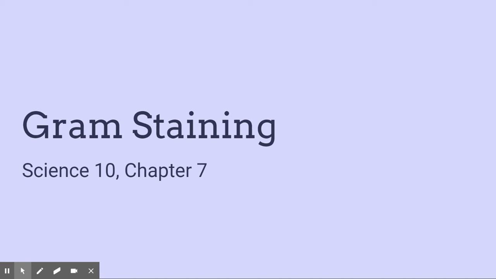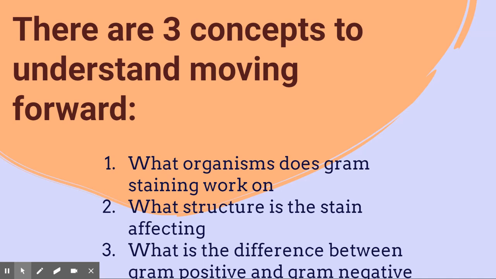Hello, Science 10, and welcome to Gram staining, part of lesson 2 on technologies that help us see a cell. So today, we are going to focus on a couple of concepts moving forward. What you are trying to learn is: what organisms does Gram staining work on? What structure does the stain affect? And what essentially is the difference between Gram positive and Gram negative?